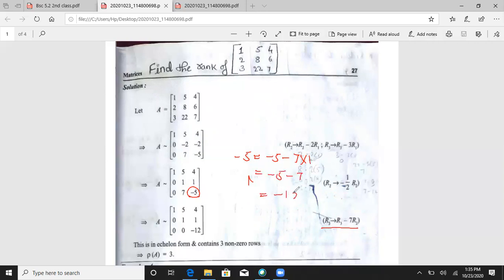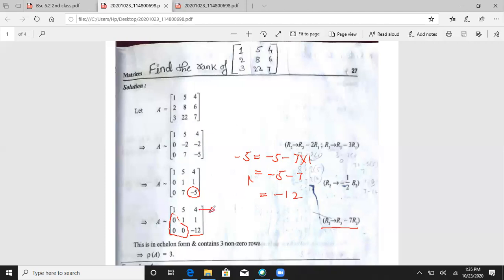That is minus 12. Here, this is the minus 12. Here, the lower triangle matrix is 0, 0. The final rank means that is the minus 12. Therefore, finally you write that the echelon form contains 3 non-zero rows.